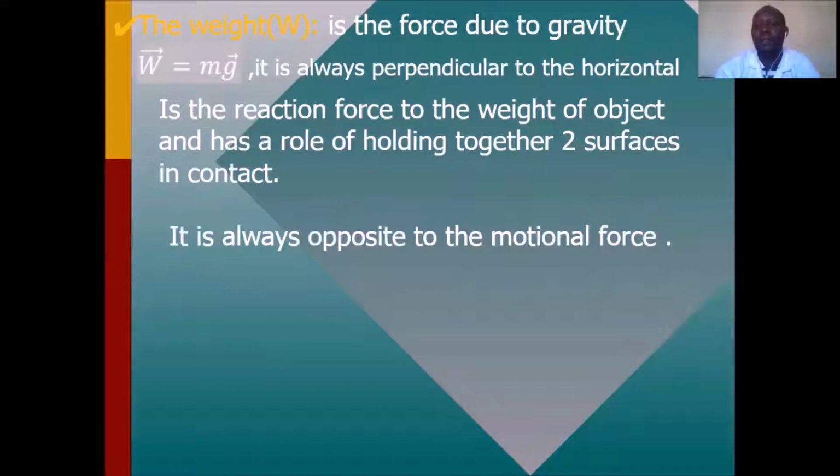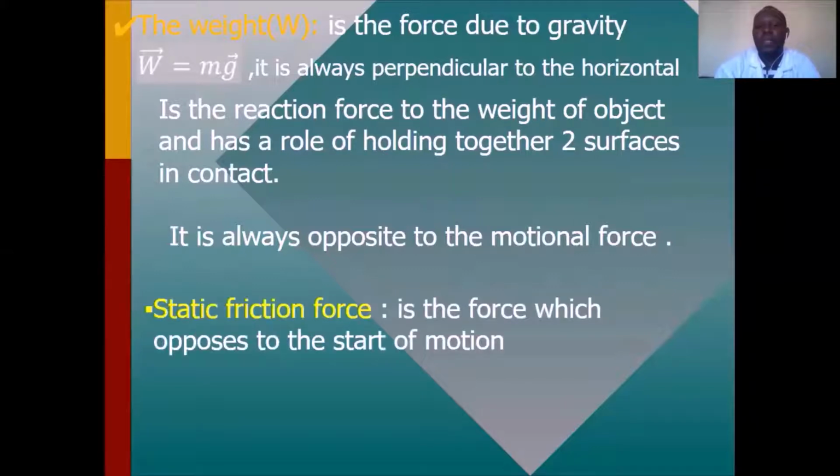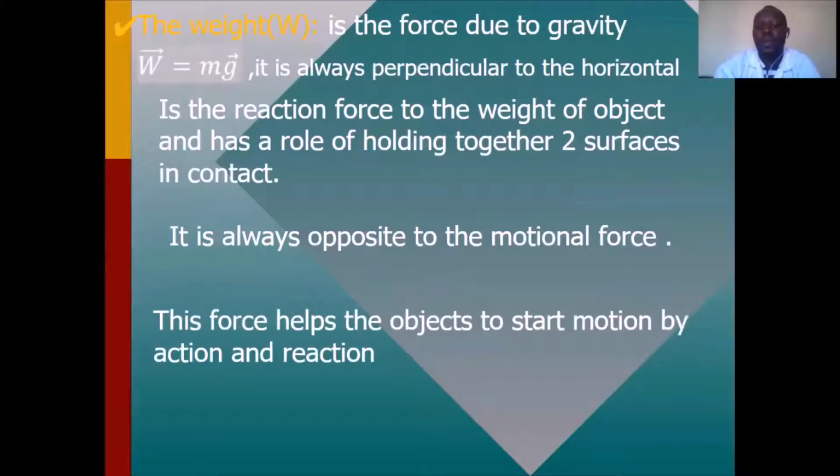It is always opposite to the motional force. So we have two types of friction forces: static friction force and kinetic friction force. Static friction force is the friction force of an object when it is at rest. It is the force which opposes the start of motion. So this force helps the object to start motion by the action and reaction principle.